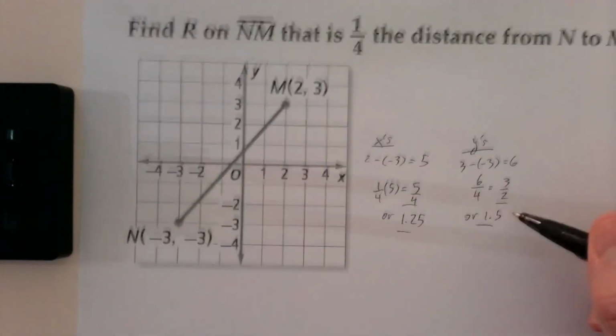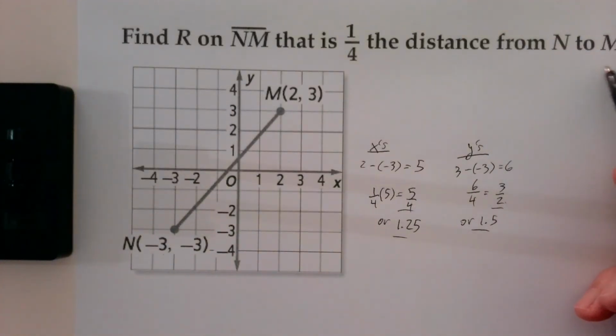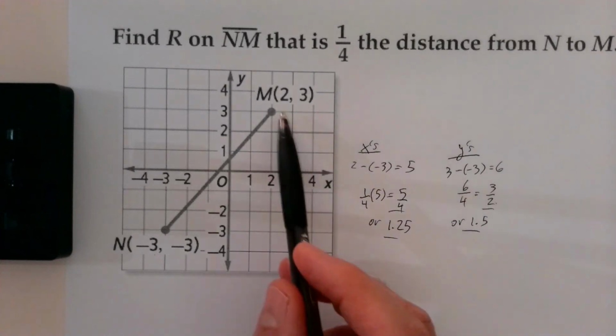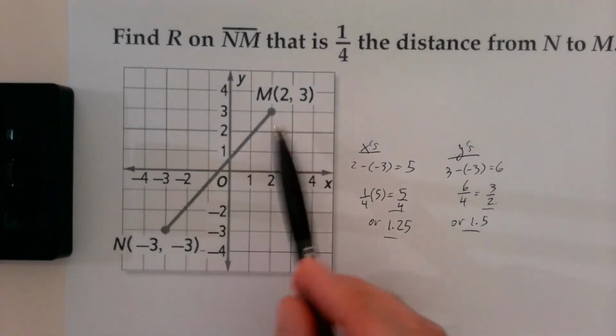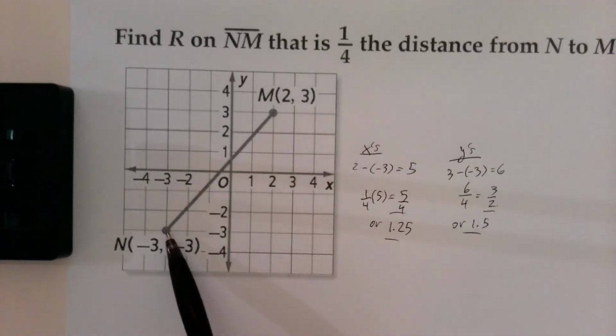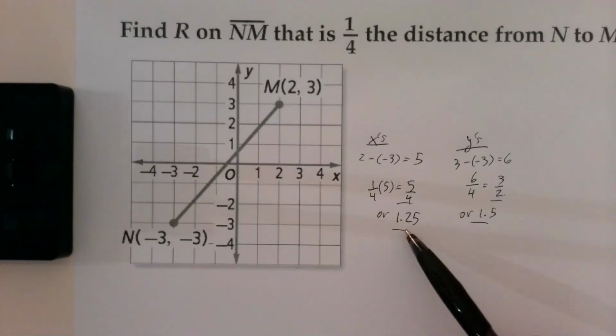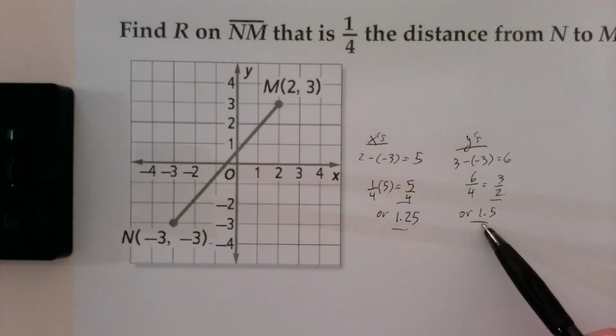Okay, so they're telling us to go from N to M. They might flip that around. They might say go from M to N. In that case, we would go in the reverse direction. Here we're going to start over here, and what we're going to do is add this amount to the X's and this amount to the Y values.